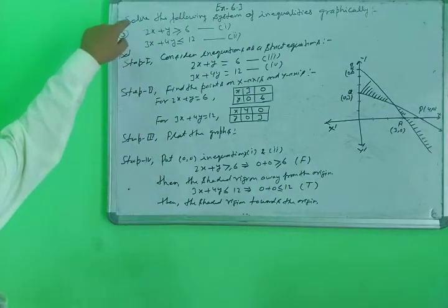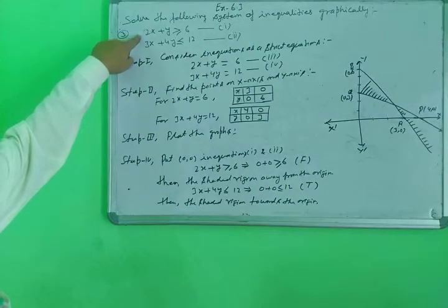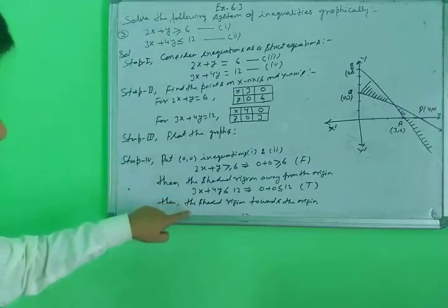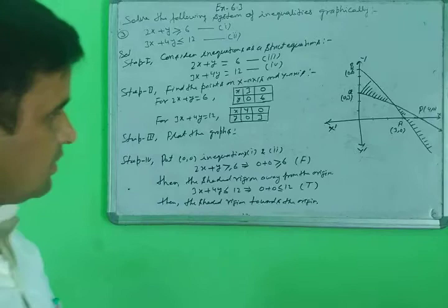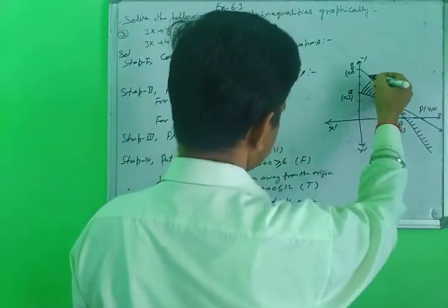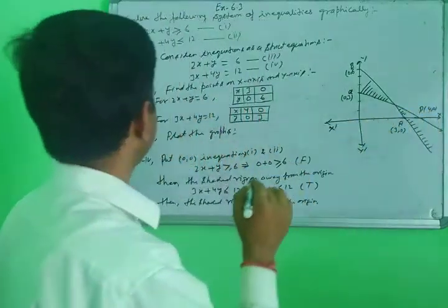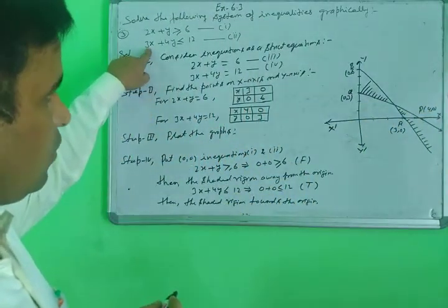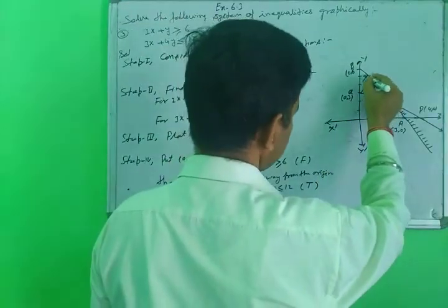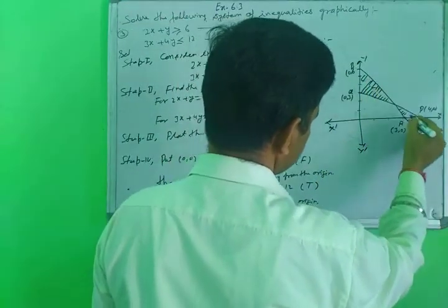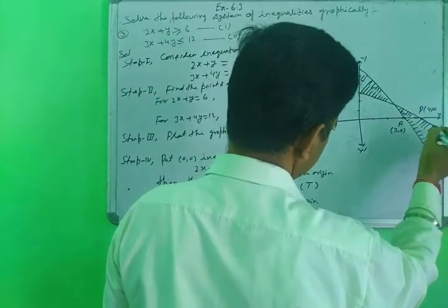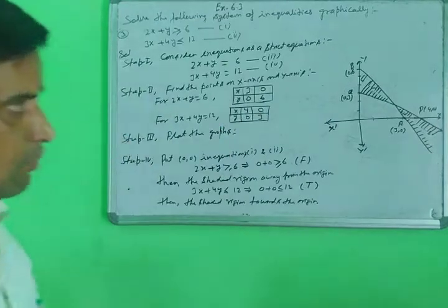Third, 2x plus... this is away from the origin. And this one here is toward the origin. This is your first portion here, 6. Second here, toward the origin. This portion is your common portion.